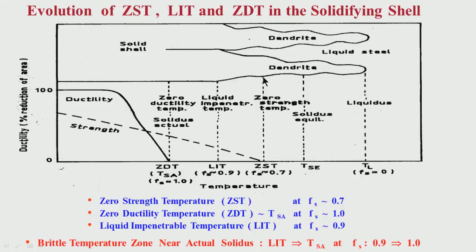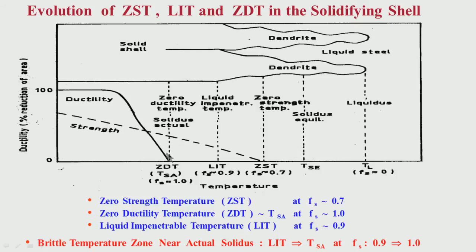The strand is starting to develop strength, and this dotted line is the strength. So you see the strength has started developing. Above this temperature, when the solid fraction is less than 0.7, there is no strength in the strand at all. The strand develops strength at a solid fraction of 0.7, and then it increases as we come down. When we are at the actual solidus temperature, that means the solid fraction is 1, what do you get? You get some strength.